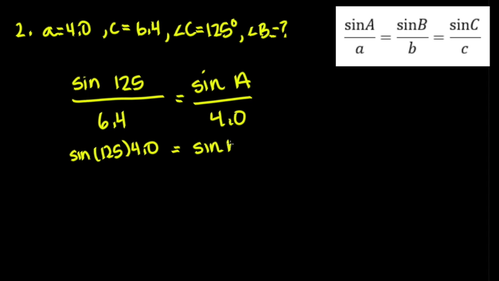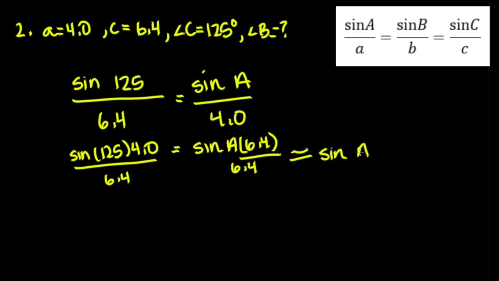equals the sine of A times 6.4. We will divide both sides by 6.4, and our final answer is that the sine of A equals 30.7.